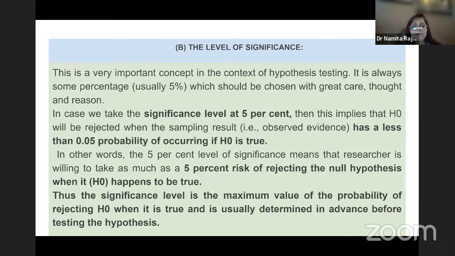In other words, a 5% level of significance means that the researcher is willing to take as much as a 5% risk of rejecting the null hypothesis when H0 happens to be true. So that means there's not a big risk at all. Thus, the significance level is the maximum value of the probability of rejecting the null hypothesis when it is true, and is usually determined in advance before testing the hypothesis.